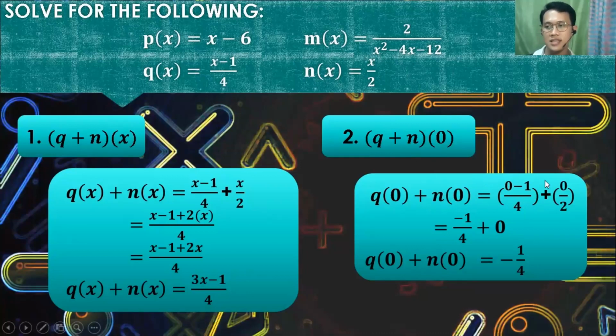Replace x by 0 also, 0 over 2. Then we have 0 minus 1, that's negative 1 all over 4, and then 0 over 2, that's 0. So we have negative 1 over 4 plus 0. Basically, any number added to 0 is the number itself. So we have negative 1 over 4. Therefore, our q of 0 plus n of 0 is equal to negative 1 over 4. I hope you got the correct answer for that.